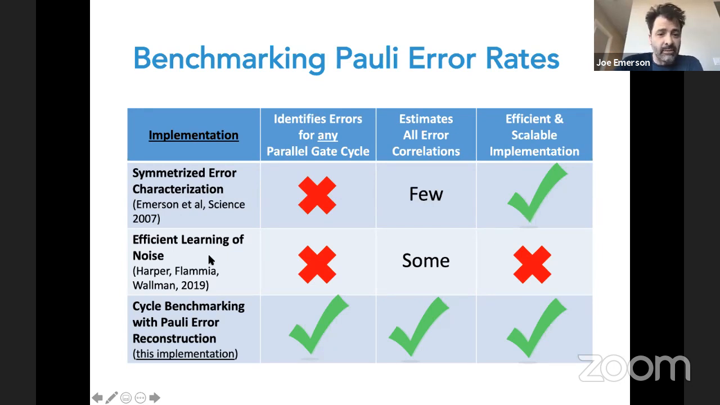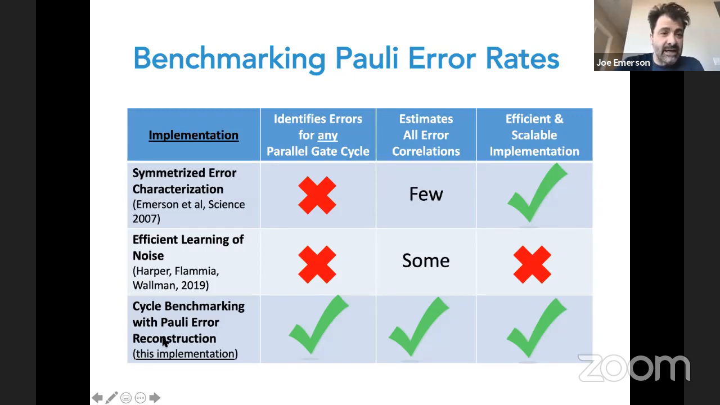Steve will tell you later about an implementation he did with Robin Harper and Joel Wallman, which they called efficient learning. That looks at errors averaged over all the gates. So it's not giving you the errors associated with particular gate combinations. It sees some but not all correlations. And I'm really going out of my way to make this point because, for reasons I don't understand, in their paper on the archive they imply they get all error correlations, which is not the case. And it's questionable whether it's really an efficient implementation.